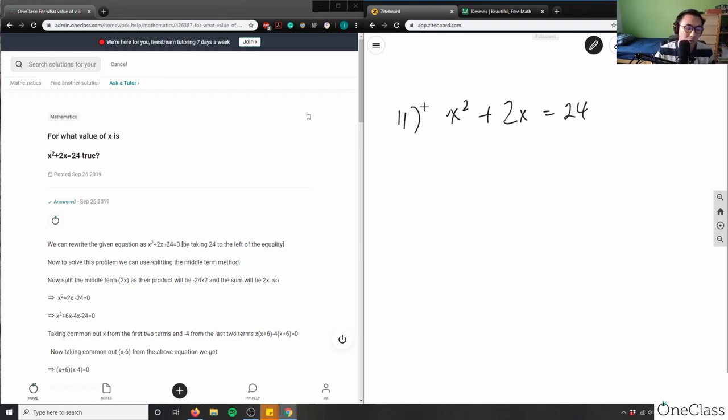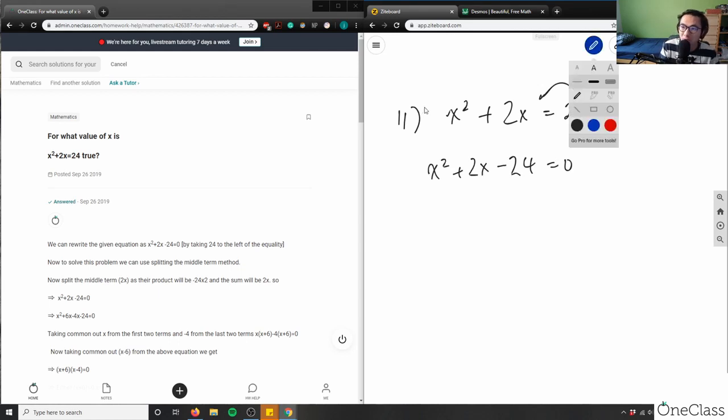In this case, I'm going to choose decomposition, because if you don't know how to do decomposition, it's harder for you to do inspection, for teaching purposes. So I'm going to move 24 to the left side, so I get x squared plus 2x minus 24 equals 0.